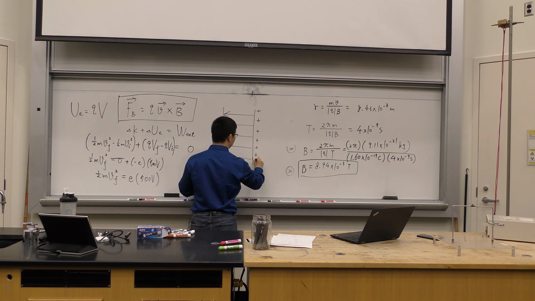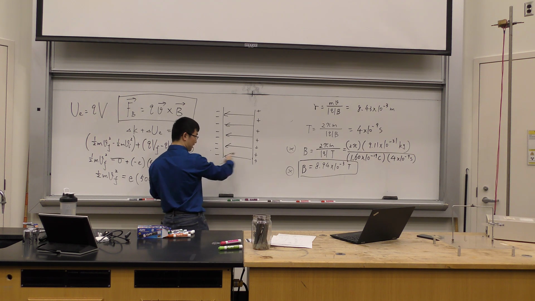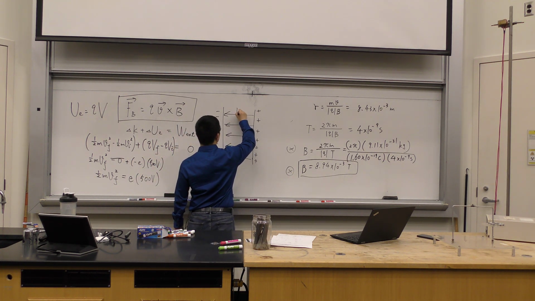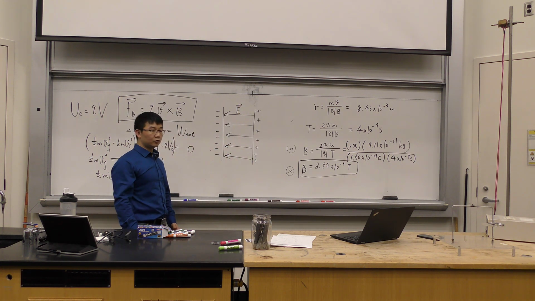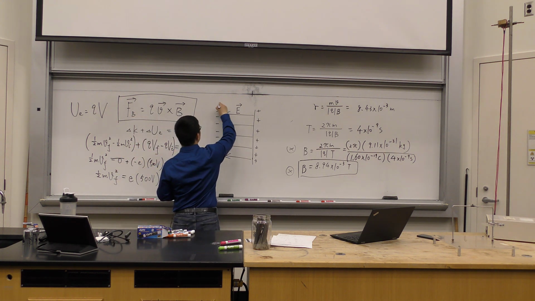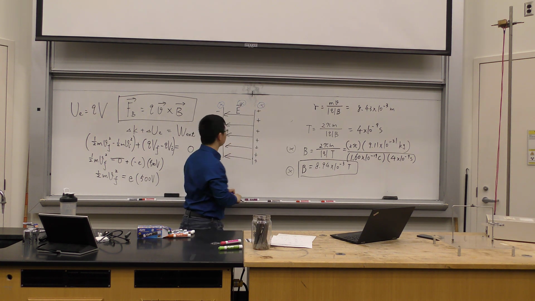So if you charge this plate with positive charge and the other plate with negative charge, that's going to be the direction of electric field, to the left, okay? So that's what we already know. Now, if I also set up a magnetic field in the same region, there's also a magnetic field in this region, into the page.